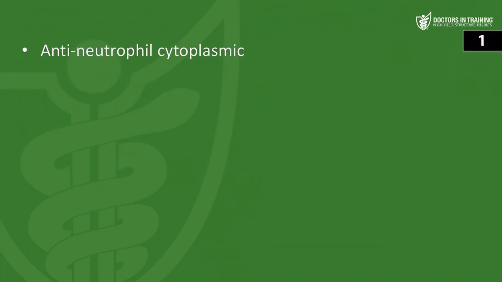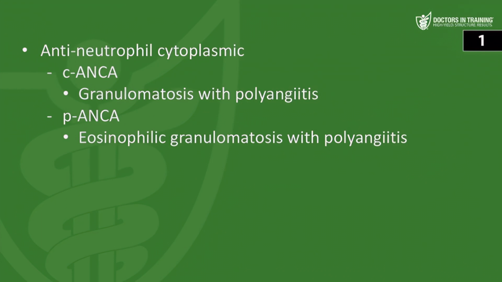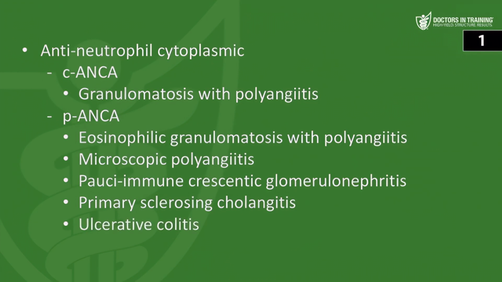And then for the anti-neutrophil cytoplasmic antibodies, or ANCA, there are several different types. C-ANCA is seen in granulomatosis with polyangiitis, or Wegener's granulomatosis. And then P-ANCA is seen in eosinophilic granulomatosis with polyangiitis, which is also known as Churg-Strauss syndrome. It's also seen in microscopic polyangiitis, pauci-immune crescentic glomerulonephritis, primary sclerosing cholangitis, and ulcerative colitis.